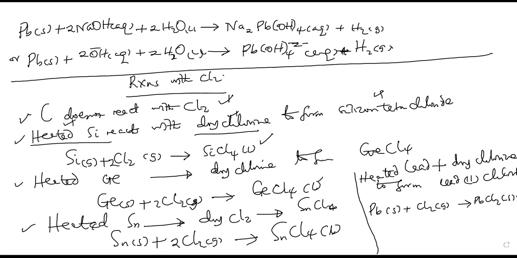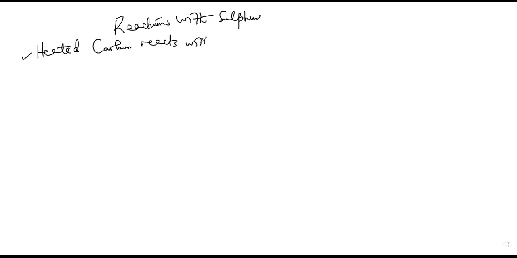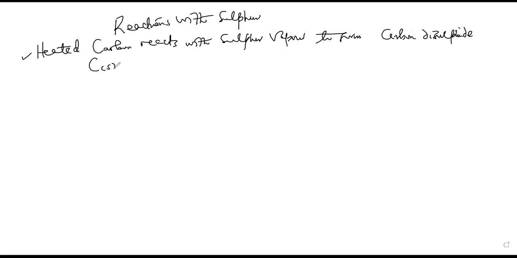Okay, I'm concluding with the reaction of group 4 elements with sulfur. Reactions with sulfur. All of them react with sulfur, but they must be heated. Heated carbon, we begin with carbon, reacts with the vapor of sulfur. That's why I call it sulfur vapor, to form carbon disulfide. So you can write the equation: carbon plus sulfur vapor, you form carbon disulfide, and it is in liquid form.